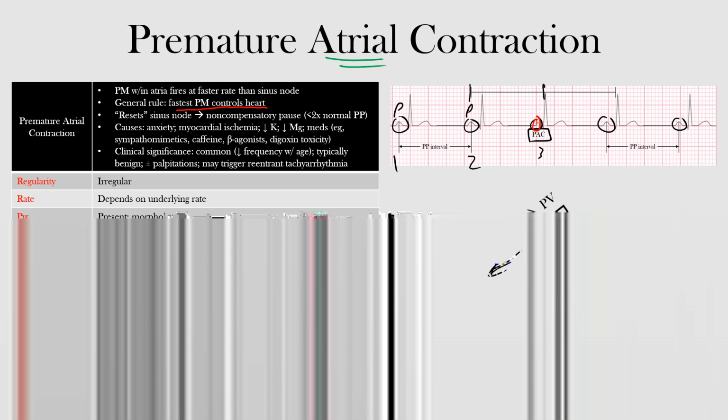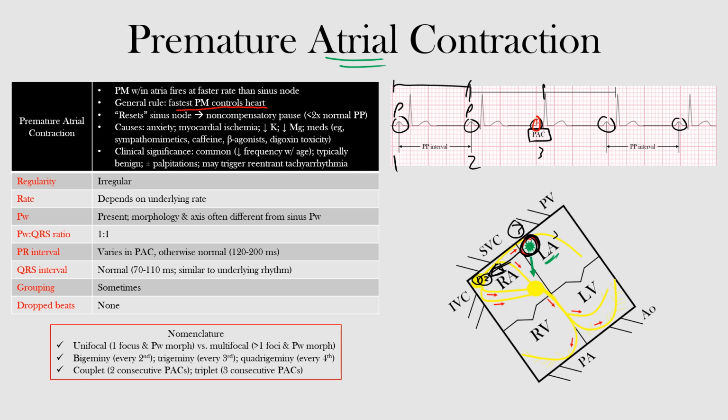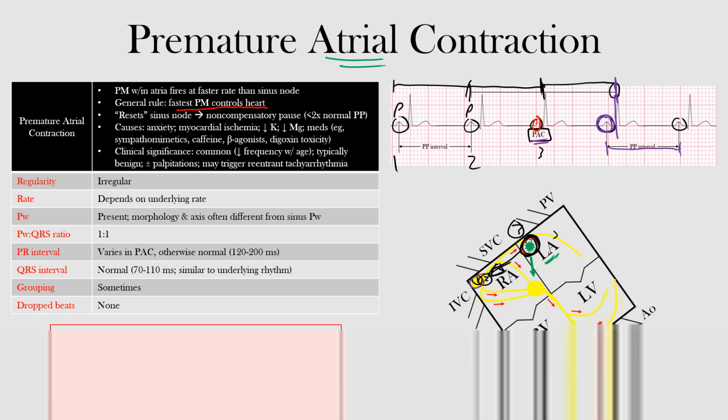But remember, one thing we said is this is a non-compensatory pause, meaning once this PAC fires, it's going back and resetting our sinus node. In other words, here's our P to P interval, from here to here. We said the next P wave should come here, and if we follow that cycle, it should fall at this point. But notice that it doesn't. Instead, after the PAC, we get a different reset of our sinus node, and it starts at its own interval. If it was compensatory, it would compensate for this PAC and fall where it normally should, but we call this a non-compensatory pause.